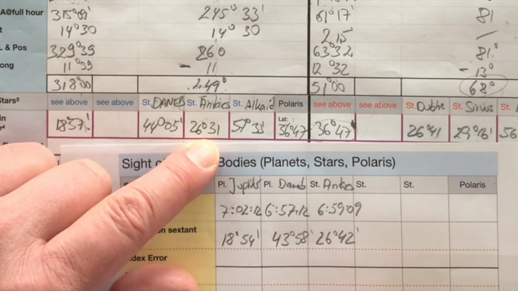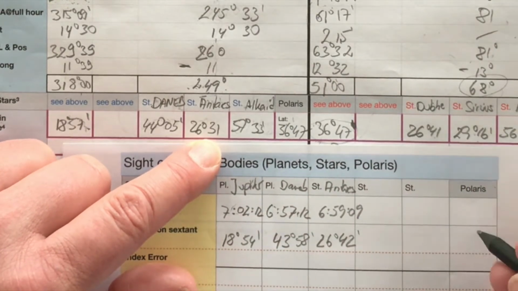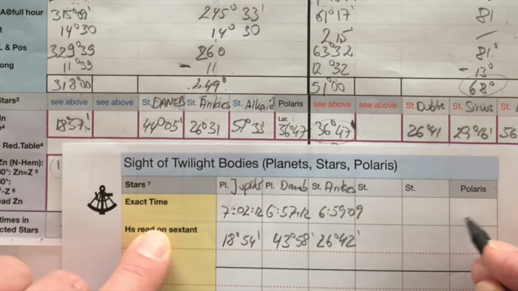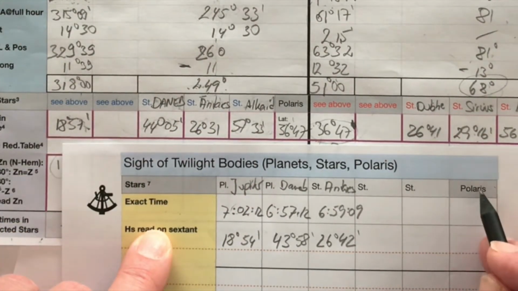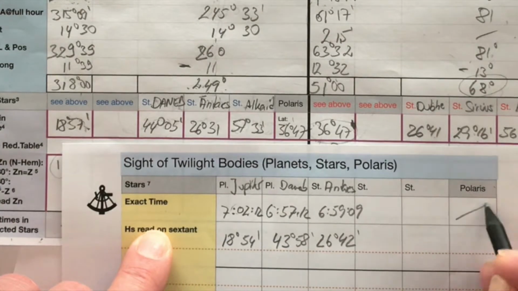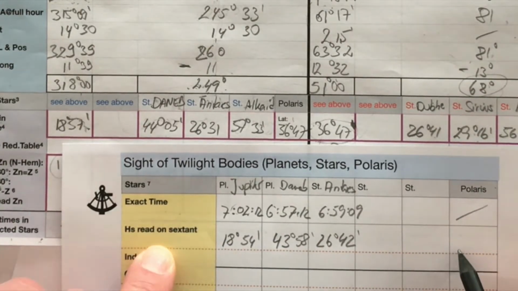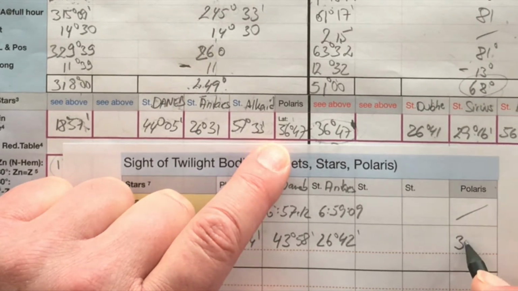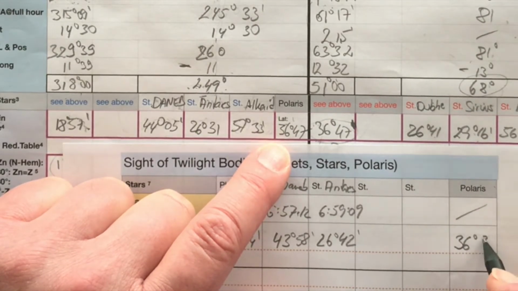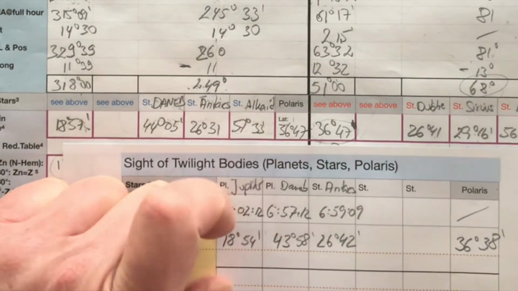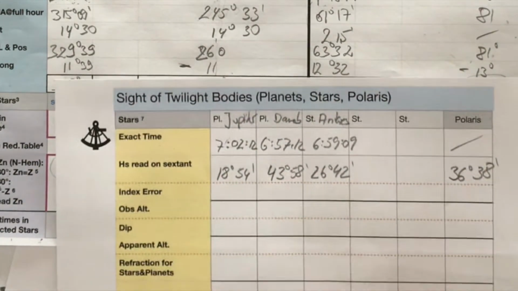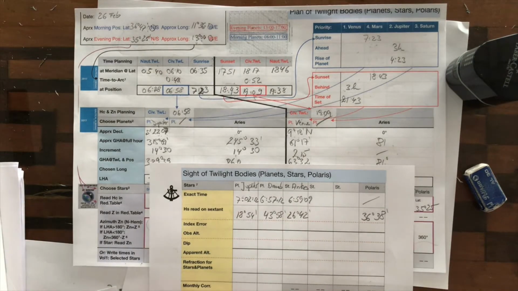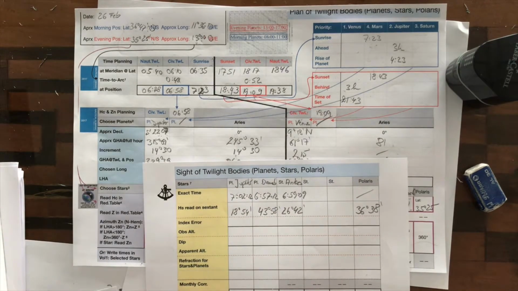And the Polaris, we shot it at the exact time. The exact time for Polaris is actually irrelevant. We know what day it is. So we shot it here at 36 degrees and 38 minutes. Let's see if this exercise, this example, turns out to work for a demonstration of how you do this.